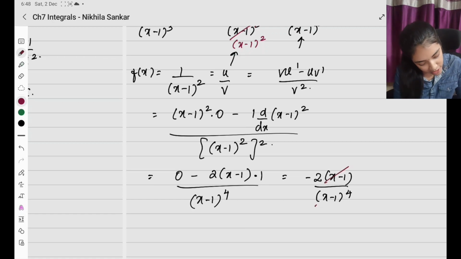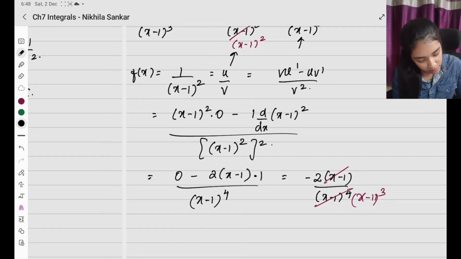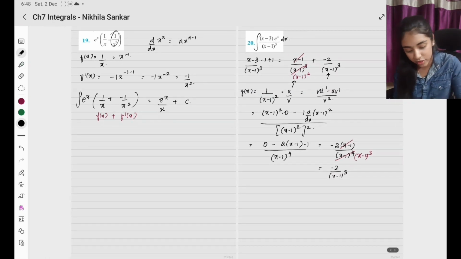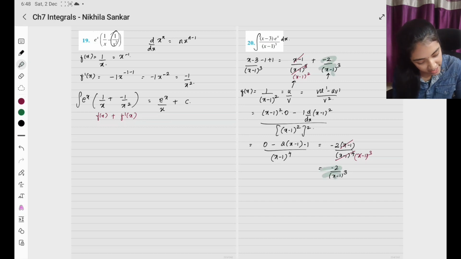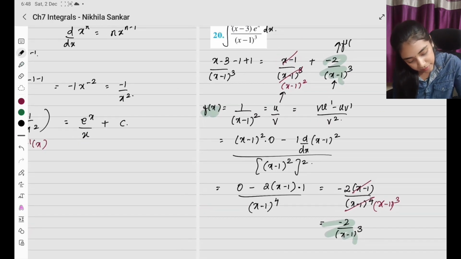So in the x minus 1, this gets cancelled. So I'll have x minus 1 the whole cube. So this is what you have here. Yeah? Minus 2 divided by x minus 1 the whole cube. So this is what you have here. So basically I see that this term is exactly this term. So now f of x is indeed this, and this is my f dash of x.